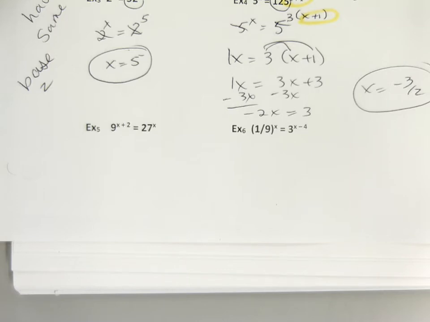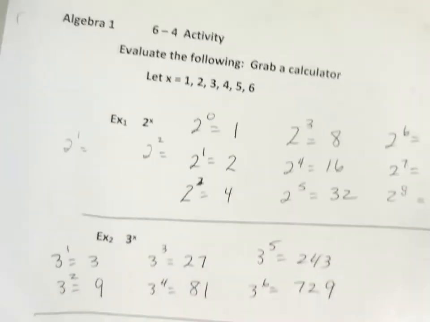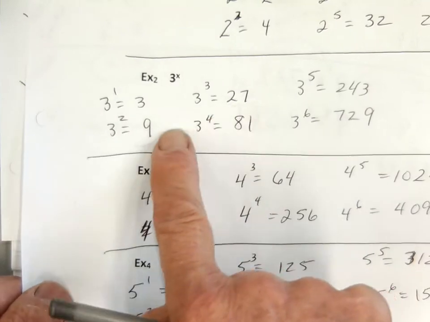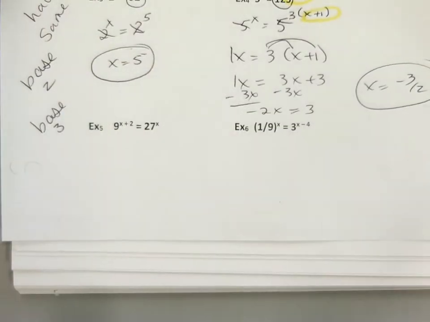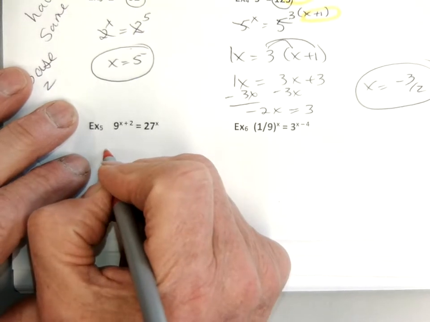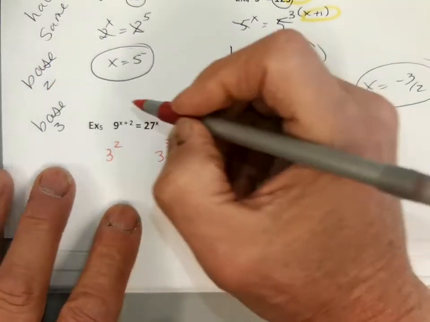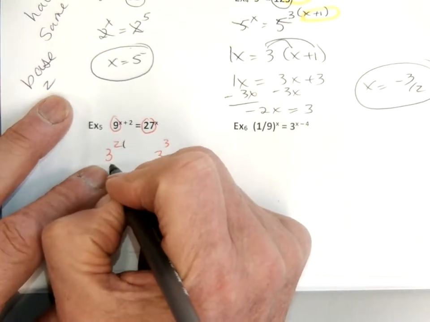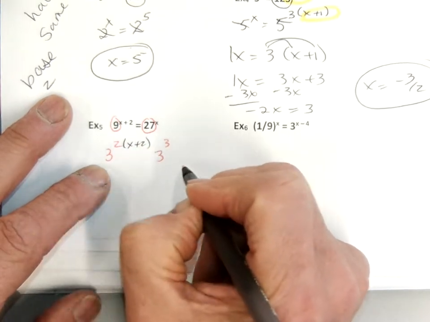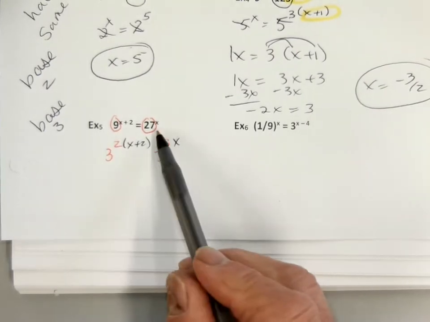Let's look at our chart. I'm thinking base 3, so I look at my 3's. There's 9, 3 squared, and there's 27, 3 cubed. So with base 3, I can make both of these into the same base. I'm going to write 3 squared and 3 to the third power. But I have to remember my x plus 2 on the first and my x on the second. So I change both into base 3: 9 is 3 squared, 27 is 3 cubed.